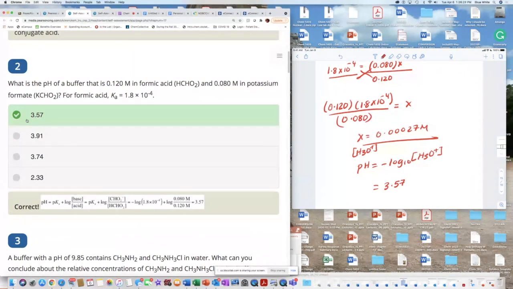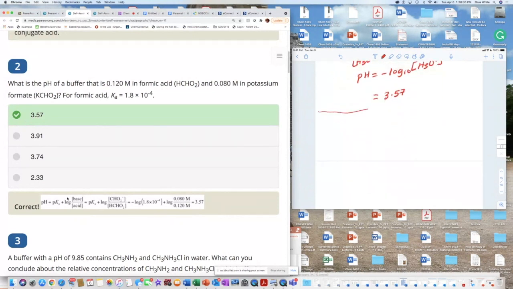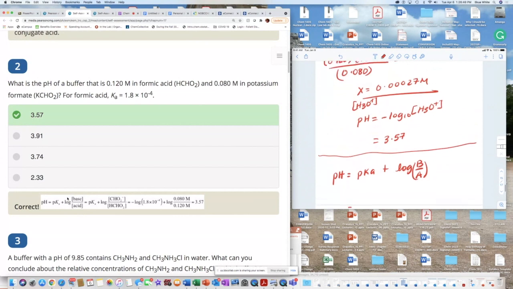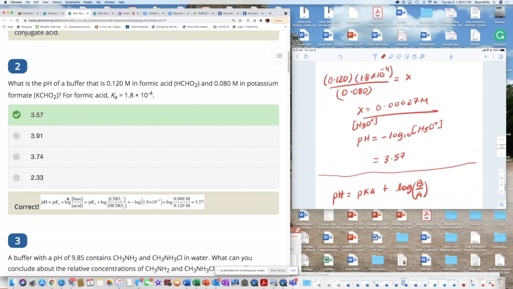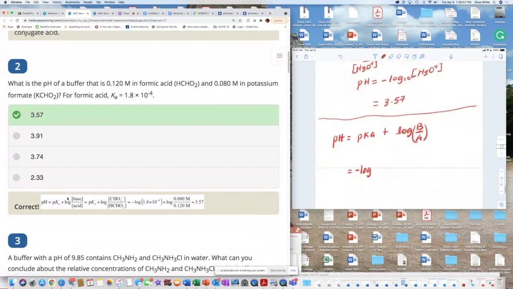Now, the alternative method you can use is the Henderson-Hasselbalch equation. If you use that one, it's more straightforward, and they did do that one too. So you can use whichever is easier for you. pH is pKa plus log base over acid. And then you were given the Ka, right? So you take negative log of the Ka. So whichever works for you, use that.